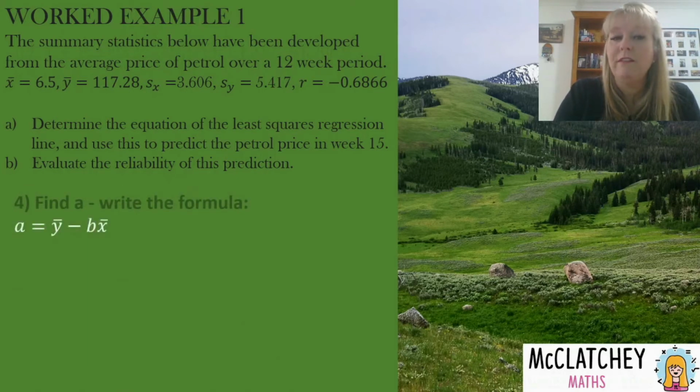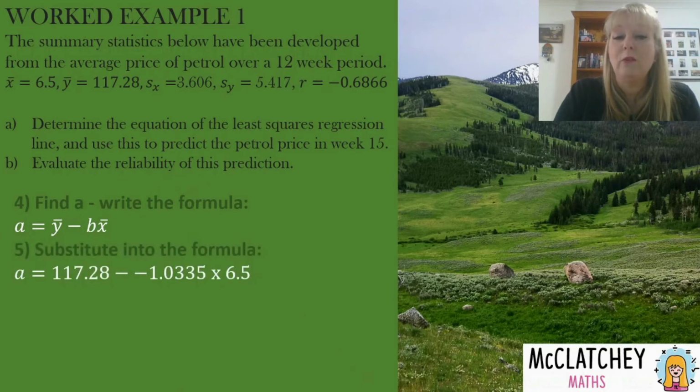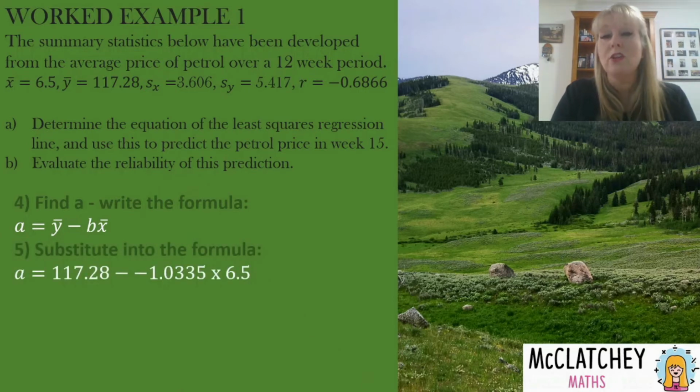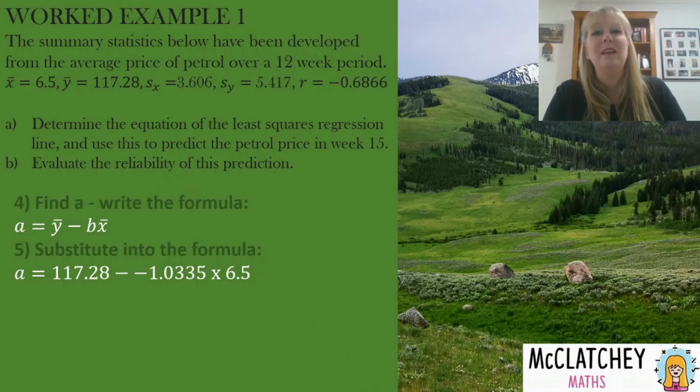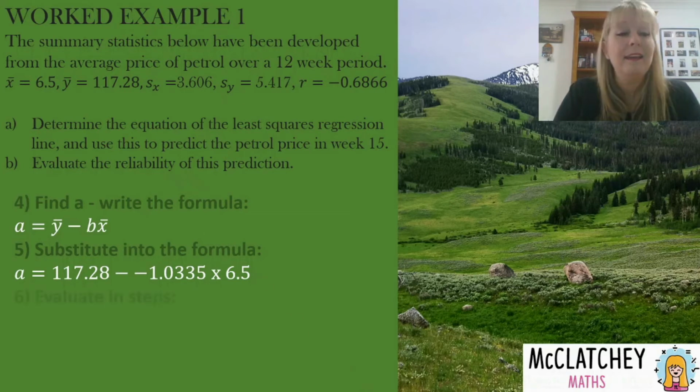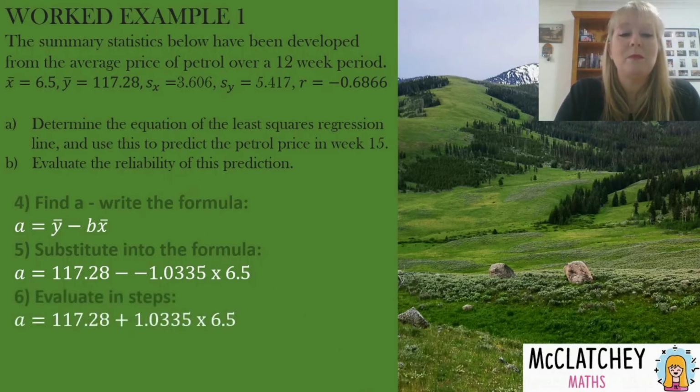You need to write the formula first. It's the mean of y, take away b times the mean of x. And you're going to substitute into the formula. So you've now found b, so you can use that in this particular formula. That's why it's important to get b right at the very beginning, because you rely on it to create a. We're going to evaluate that in some small steps as well.